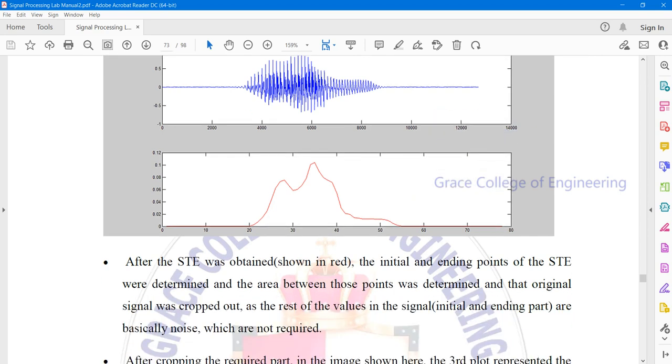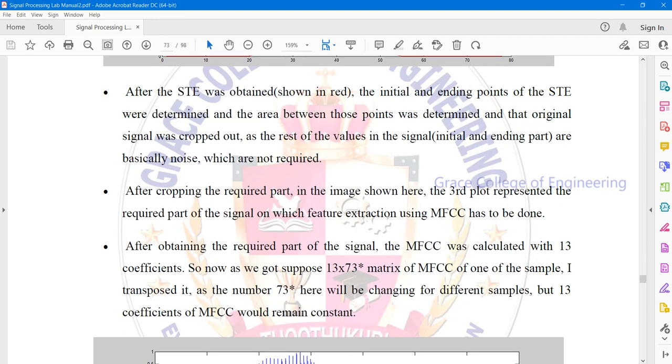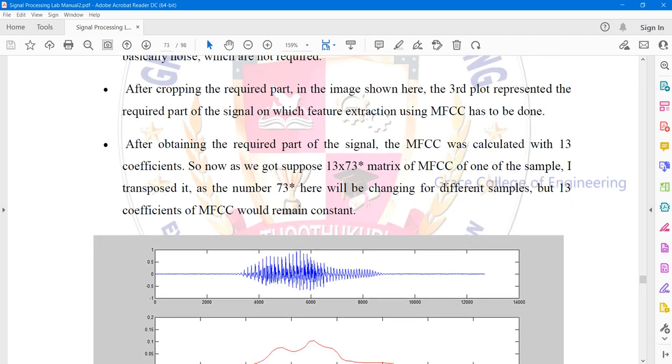After the short-term energy is obtained, shown as the red curve in this graph, the initial and ending points of the short-term energy were determined, and the area between those points was determined, and the original signal was cropped. As a result, the values outside are basically noise, which are not required. After cropping, the third plot represents the required part of the signal on which the feature extraction using MFCC has to be done.